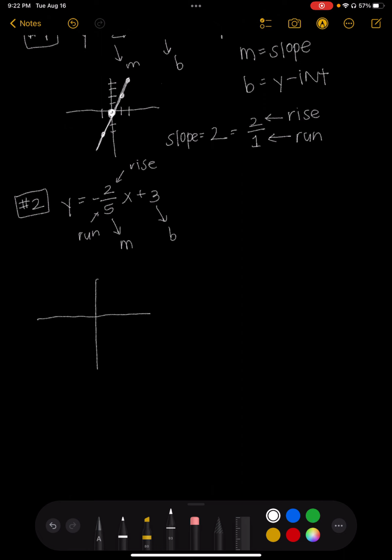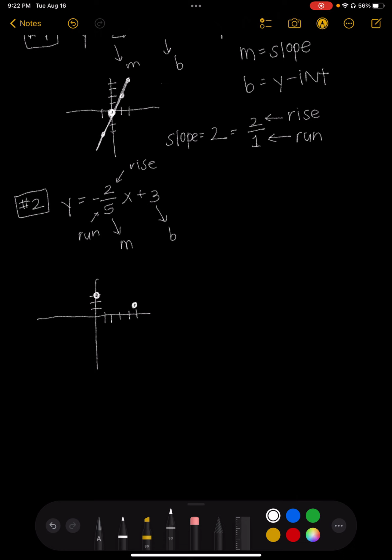And okay, so this y-intercept we decided is 3. So on our y-axis, which is the vertical axis, I'm going to go up 3 and put a point on that y-axis. Now, from there, I'm going to figure out my slope. So if you notice, the slope is negative. It's negative 2 over 5, which means that instead of going up 2 or rise 2, I'm going to go down 2. So down 2 and then run 5. So go over 5. 1, 2, 3, 4, 5.